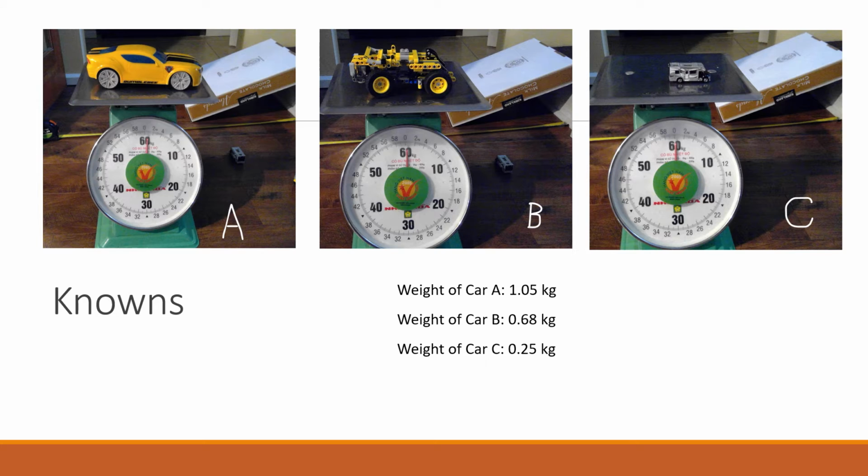For our knowns, it would be the weights of each toy car. For toy car A, the weight is 1.05 kilograms. For car B, the weight is 0.68 kilograms. And for car C, it is 0.25 kilograms. Car A is the heaviest, car B is the second heaviest, and car C is the lightest.